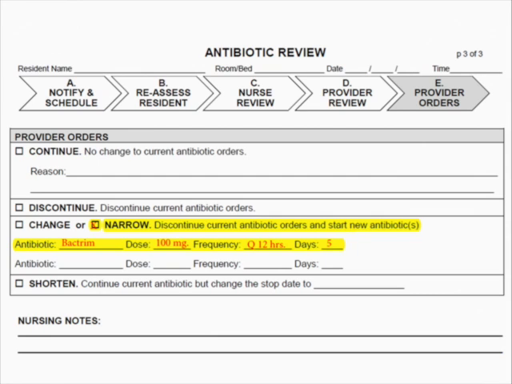Once Section D, Provider Review, is complete, we proceed to the last step, Section E, Provider Orders. In our example, opportunities to both narrow the spectrum of the antibiotic and to shorten the length of the antibiotic therapy were identified. Broad-spectrum Cipro was changed to the more narrow-spectrum Bactrim, and the course of therapy was shortened from 10 days to a total of 7 days.